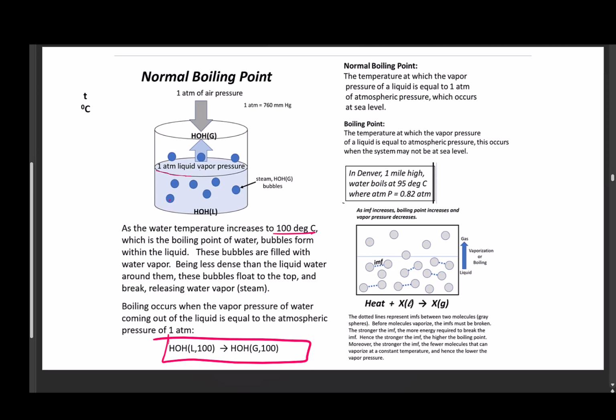Water in the liquid phase at 100 goes to water in the gas phase at 100. When you're in a closed system, you actually have an equilibrium. So we're not trying to emphasize that here. If we go out to Denver, Colorado, which is, I guess, a mile high, right?